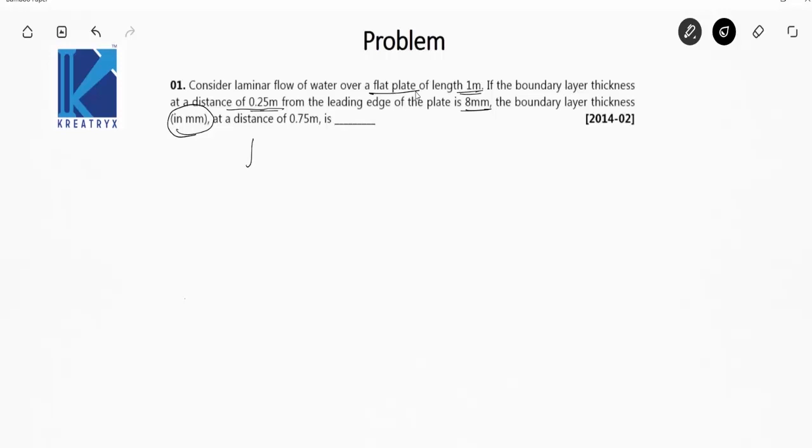Okay, for laminar flow over a flat plate, we know that the boundary layer thickness is directly proportional to x raised to the power 1 by 2, and x is the distance from the leading edge. We know this relation. So this becomes a pretty simple question.